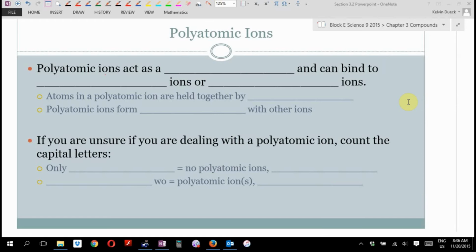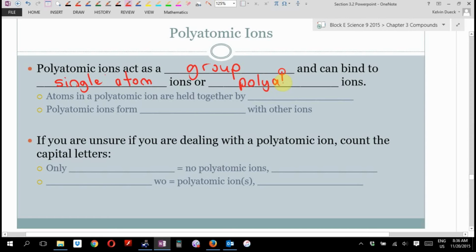Polyatomic ions act as a group. I've decided with the blue background, using blue ink isn't smart. Let's go red. And they can bind to single atom ions, or they can also bind with polyatomic ions. Now, so far this year, there's only one positively charged polyatomic ion, ammonium.